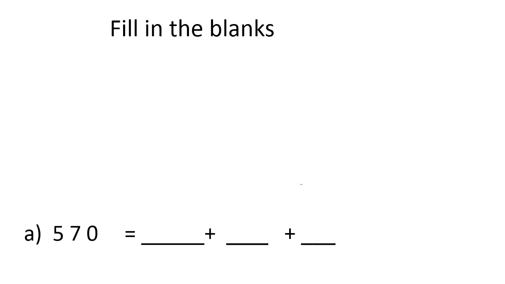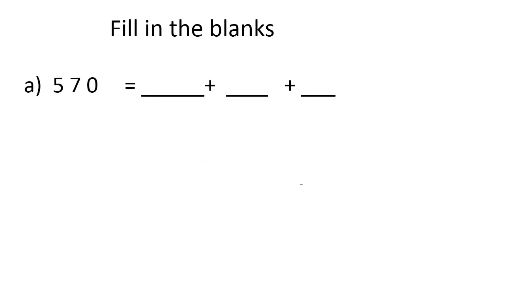Now fill in the blanks. Here is a number 570, and that is equal to dash plus dash plus dash. It means we have to write its expanded form. So first of all we will write places, then we can say that here the hundreds place is 500, the place value here is 500, and the place value of 7 is 70 and of 0 is 0. So how we can write: 500 plus 70 plus 0.